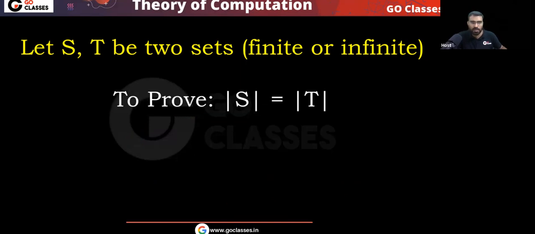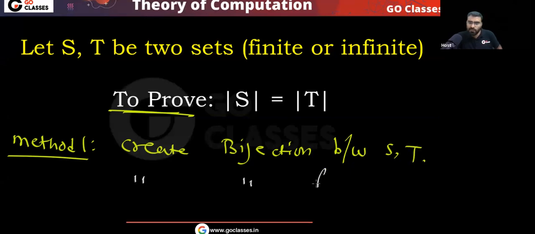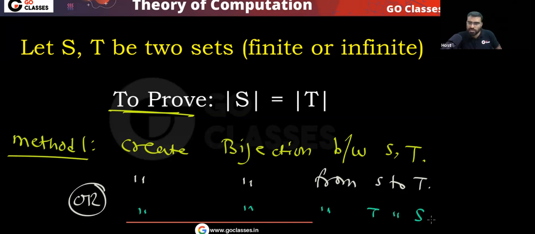Very good. Okay, and how can you prove that they have the same cardinality? Either you can use method number one: create a bijection between S and T. Either create a bijection from S to T, or from T to S. That is your choice.